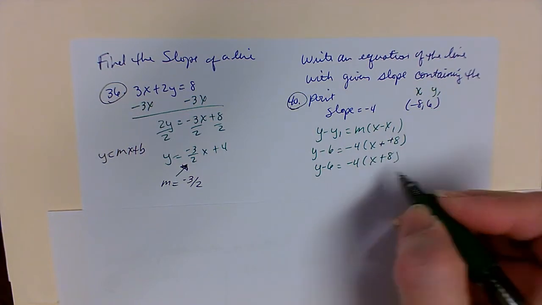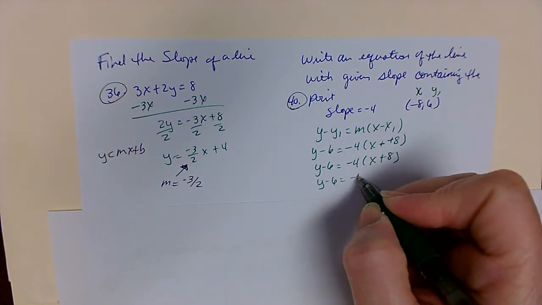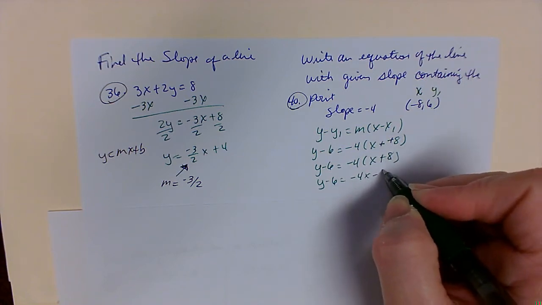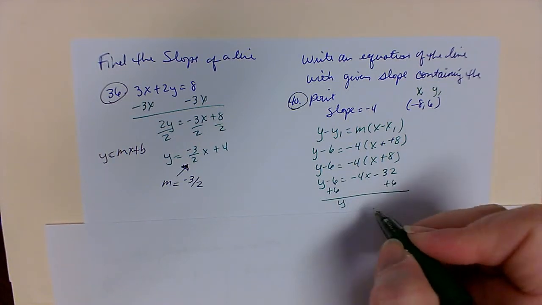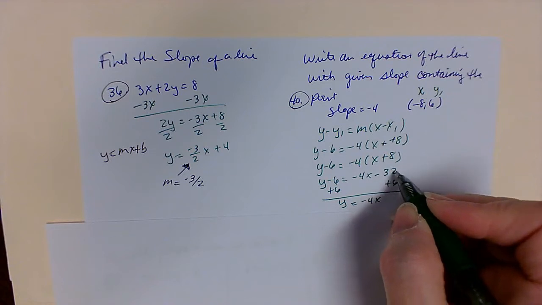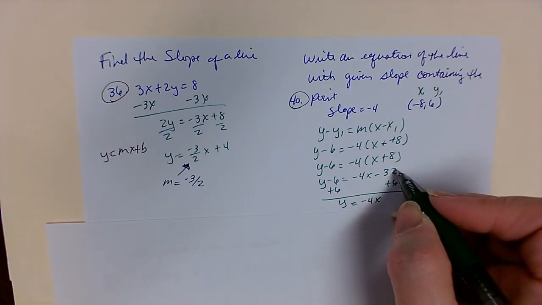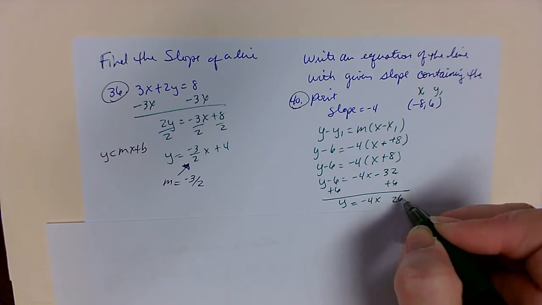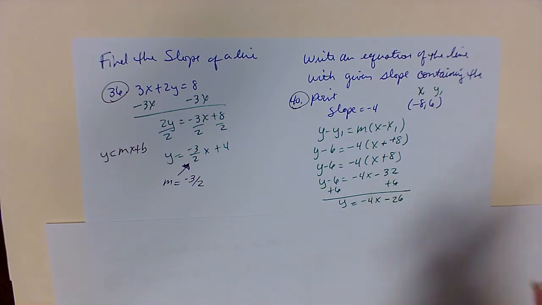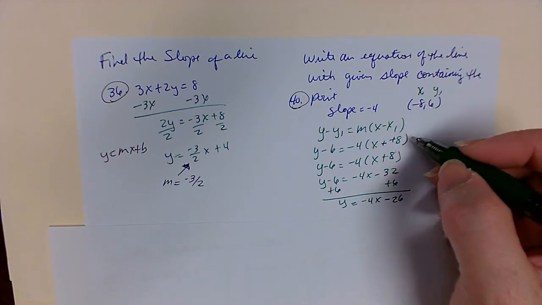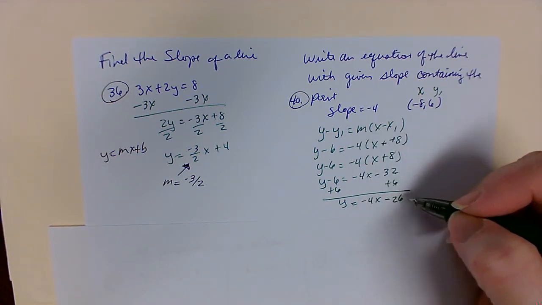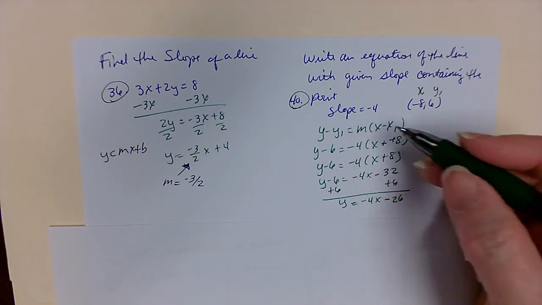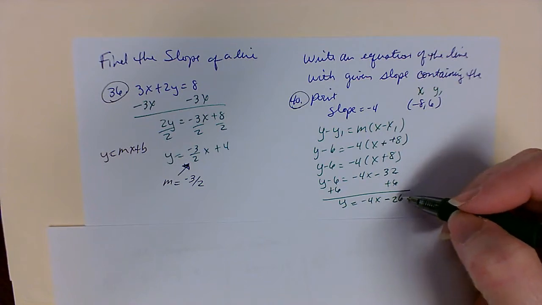I'm going to go ahead and distribute my negative 4. So I get negative 4x and negative 4 times 8 is negative 32. And we're going to add 6 to both sides. And we'll get y is equal to negative 4x and negative 32 plus 6. They're opposite signs, so we're going to subtract and keep the sign of the bigger. So 32 minus 6 will get me 26, and it's going to be a negative. So that would be the equation of our line. Remember, this is our point slope formula, and this is our slope intercept, because this has a point and a slope, and this is a slope and an intercept.